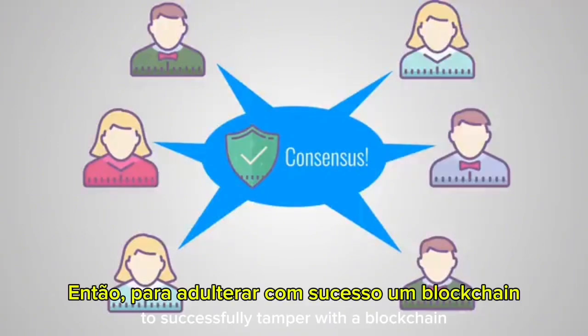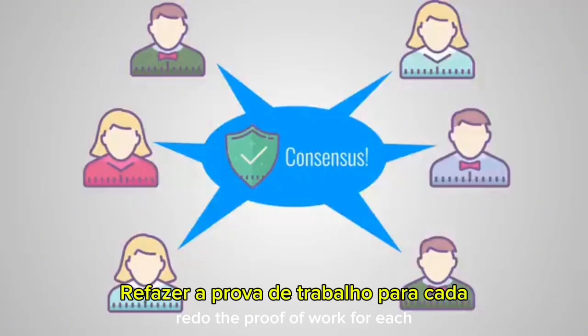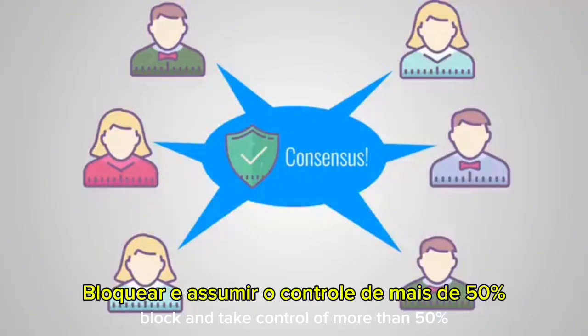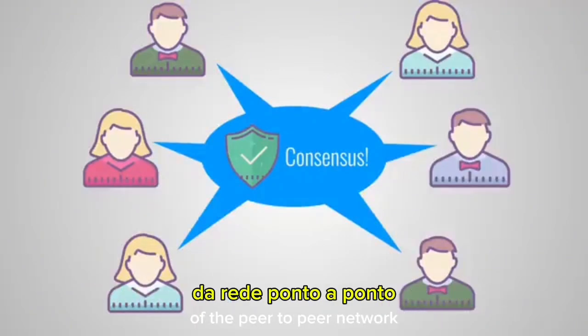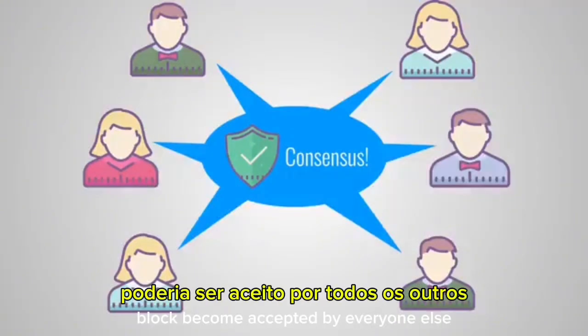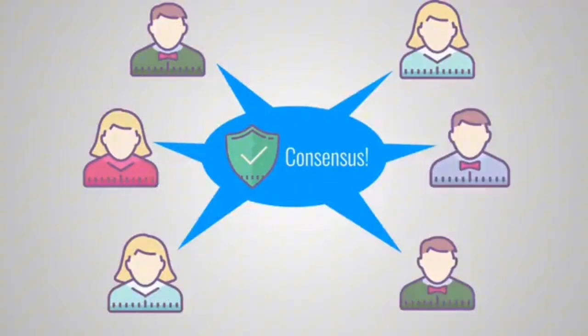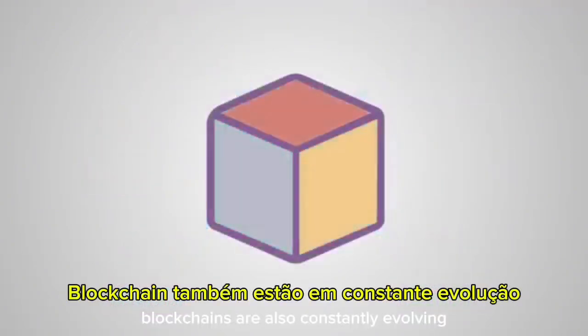So to successfully tamper with a blockchain, you'll need to tamper with all the blocks on the chain, redo the proof of work for each block, and take control of more than 50% of the peer-to-peer network. Only then will your tampered block become accepted by everyone else. So this is almost impossible to do. Blockchains are also constantly evolving.